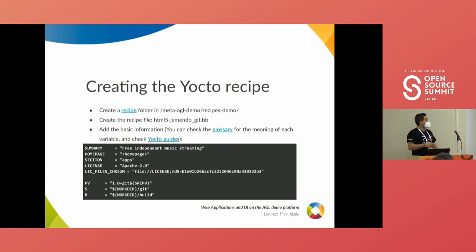To create the Yocto recipes for this, you just add it to the recipes demo. In this case, you just link to the ID of the application. You list the license that is going to be used. That information is all available in the Yocto guides about the licensing that is going to be used, and you can see the rest of them.